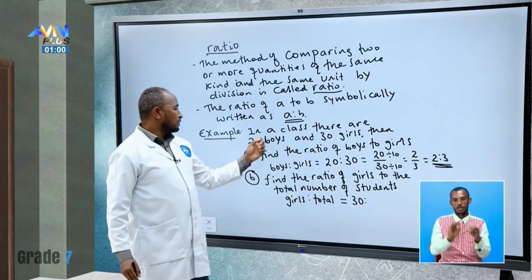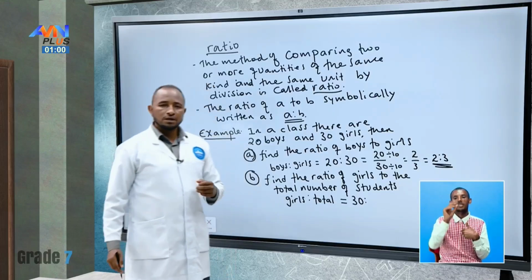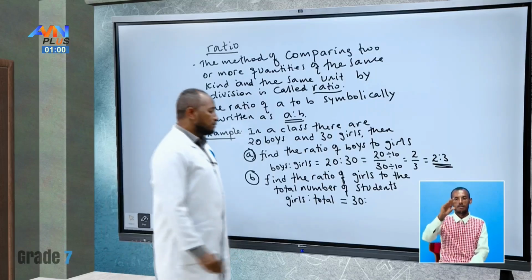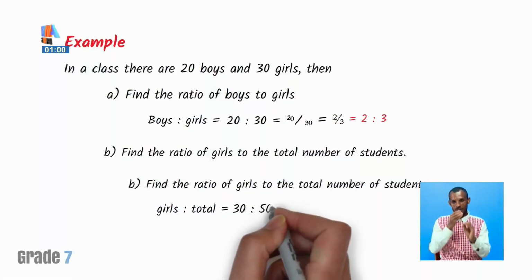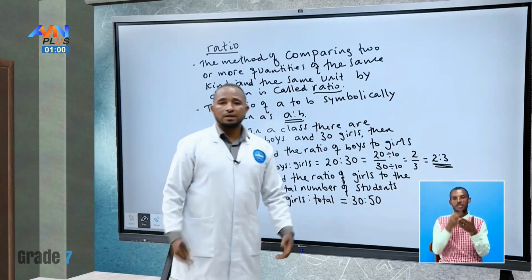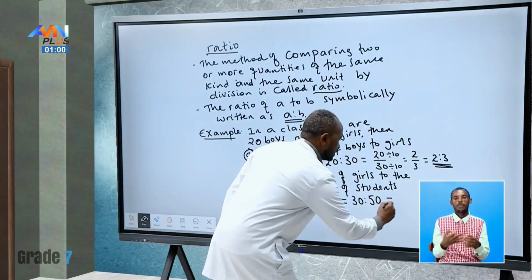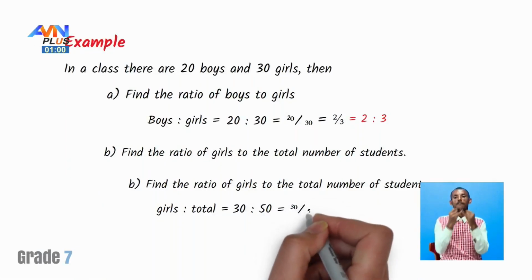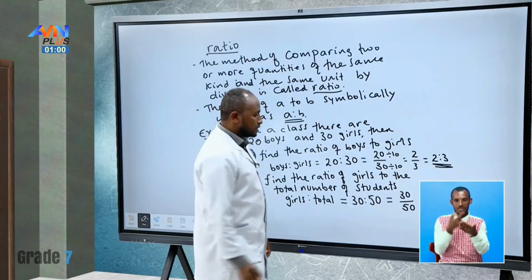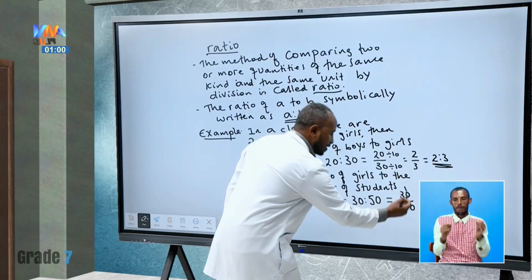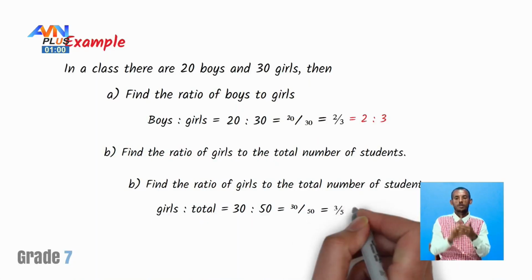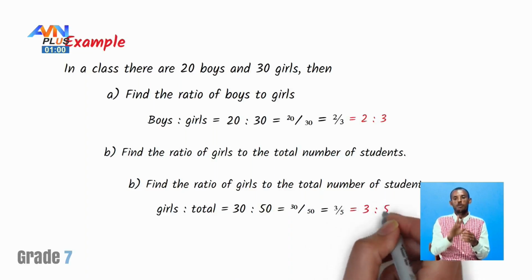Since we have 20 boys and 30 girls in the class, the total will be the sum of the two. 20 plus 30 is 50. Therefore, the total number of students is 50. This is the ratio, but I have to write this ratio in simplest form. So first let's write in fraction form 30 over 50, and to convert this into lowest term, simply you divide by 10 or you cancel out the zeros, and you have 3 over 5, and the ratio becomes 3 ratio 5. This is it.